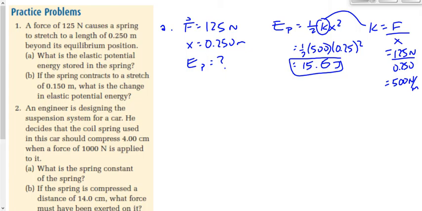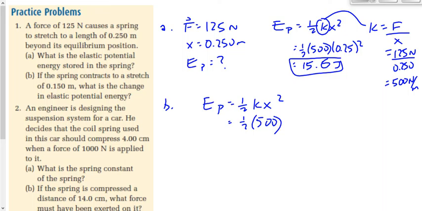Now, question B, we're reducing it to 0.150 from 0.250 meters. What do you think is going to happen to the potential energy? Is the potential energy going to increase or decrease here? It's going to decrease because the amount of stretching is less, right? Well, we can find the potential energy there as well by saying EP is equal to 1/2 kx squared. Same thing as we did right there. The only thing that changes here is the displacement, right? Because it's the same spring, the spring constant's got to stay the same. So if we were right when we said it was 500 before, then it's going to be 500 again.